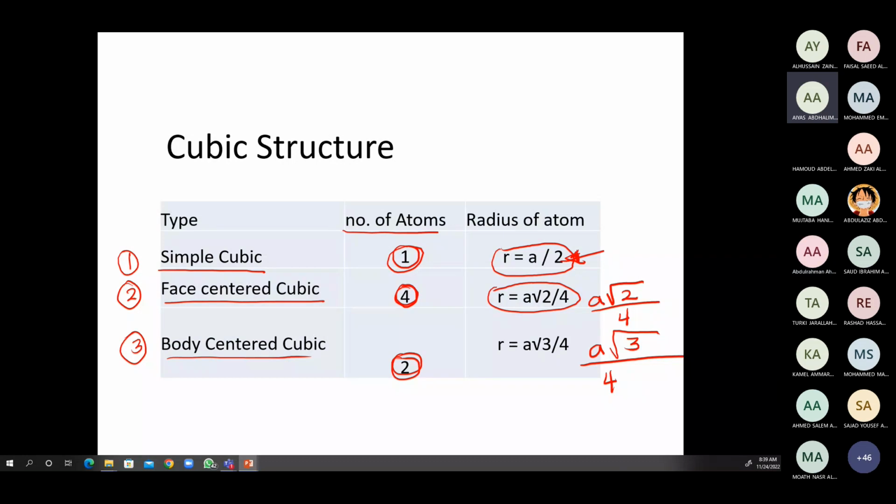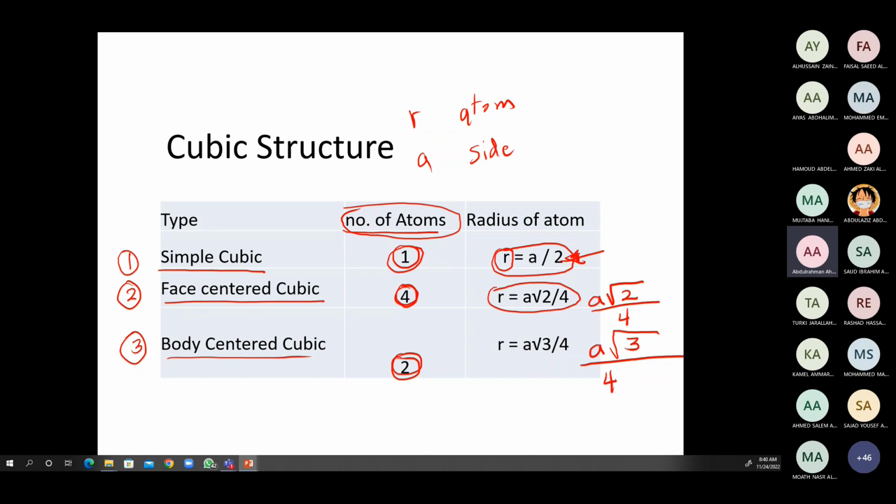What's this? Number of atoms in where? In the cube. Exactly. And what's R? Radius of one atom. Exactly. And what's A? The side of the cube. The length of the side.